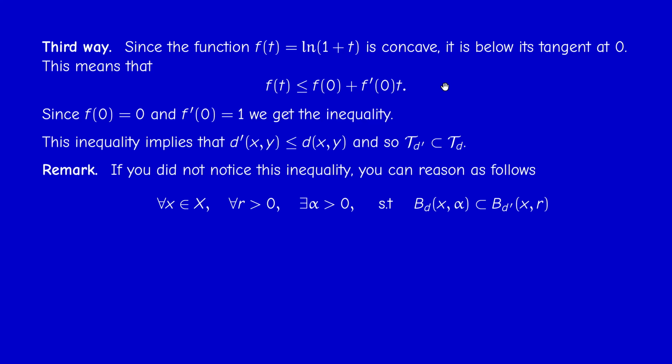Okay, so having said this, then it follows that d prime is less than d. And from this, we can directly conclude that the topology generated by d prime is contained in the topology generated by d. Or if you like, in another way, every open set for d prime is an open set for d. Okay. Now, if you didn't notice this inequality, you can always solve the problem without proving this inequality.